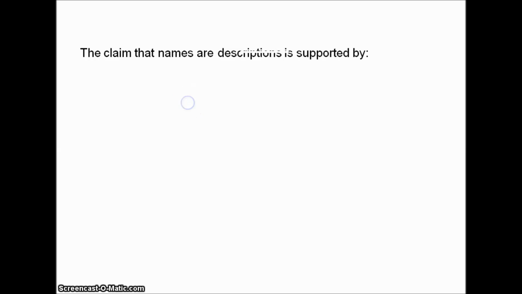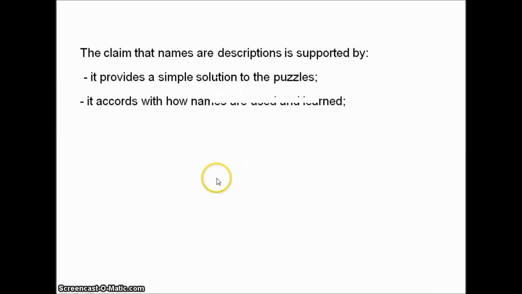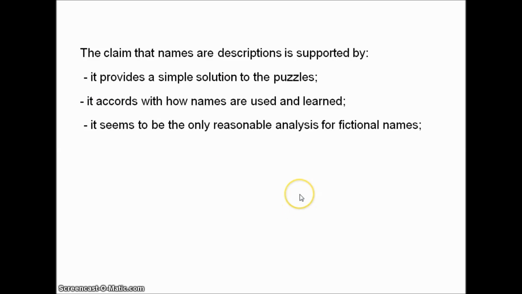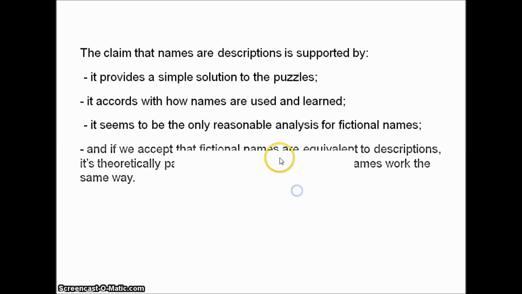So overall, the claim that names are abbreviations of descriptions has the following support. It provides a simple solution to the puzzles. It accords with how names are used and learned. It seems to be the only reasonable analysis for fictional names, and with that in mind, if we accept that fictional names are equivalent to descriptions, it's theoretically parsimonious. It makes our theory simpler to suppose that real names work the same way.